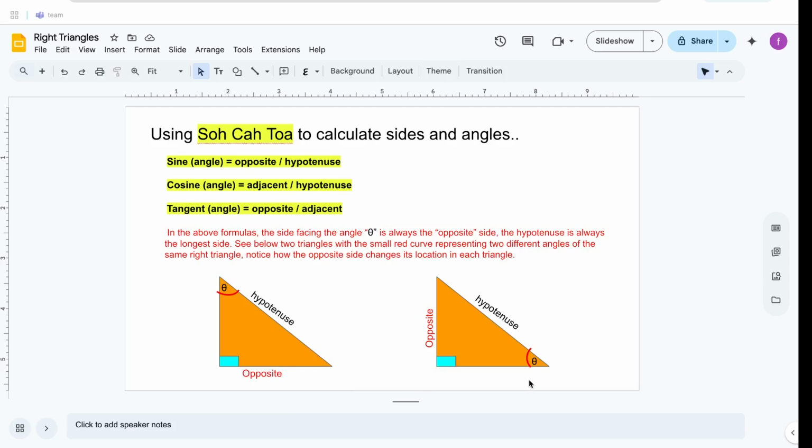But in this case, this is the angle that is being given to you. So the side facing this acute angle becomes the opposite. As you can see, in these two similar right triangles, the opposite is this side, but in this case, the opposite is this side. In this case, this is the adjacent, and in this case, the adjacent side would be this one.